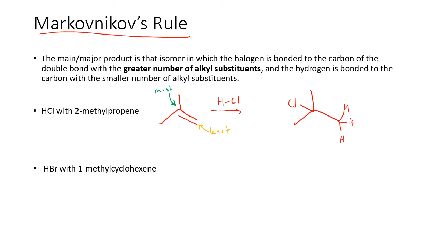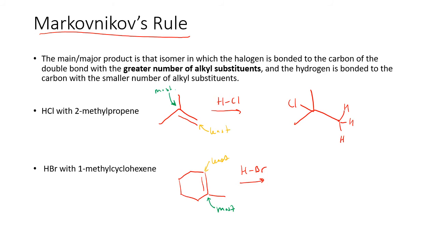Lastly, we have 1-methylcyclohexene. So we have a cycloalkene. So we're going to have 6 carbons. And then at position number 1, there's a methyl group coming off. And we have HBr. So when we're deciding what side is going to get the hydrogen, what side is going to get the bromo group, our most substituted side of the double bond is the one with the methyl group coming off. And our least substituted side is the one that does not have the methyl group coming off.